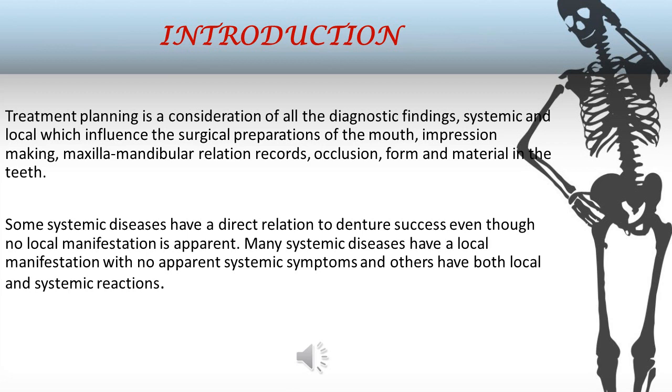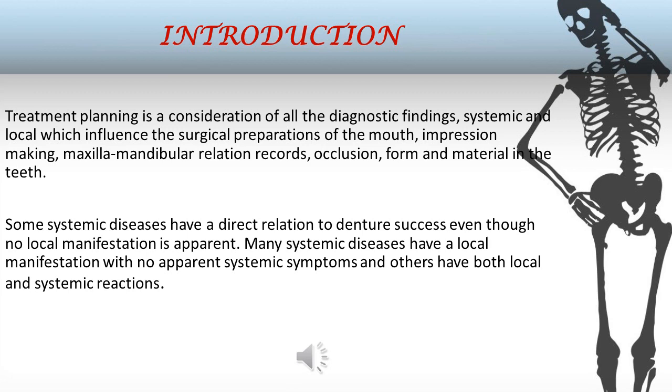Now we talk about systemic disease and their influence on complete denture. Introduction. Treatment planning is a consideration of all the diagnostic findings, systemic and local, which influence the surgical preparation of the mouth, impression making, maxillomandibular relation records, occlusion, form and material of the teeth.